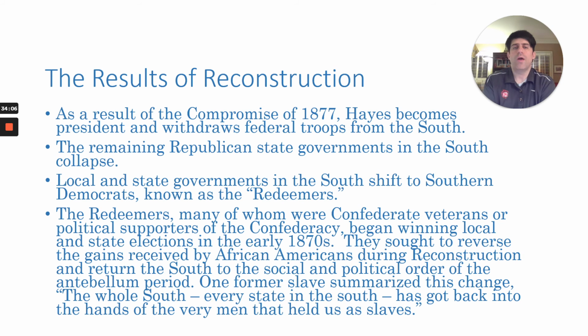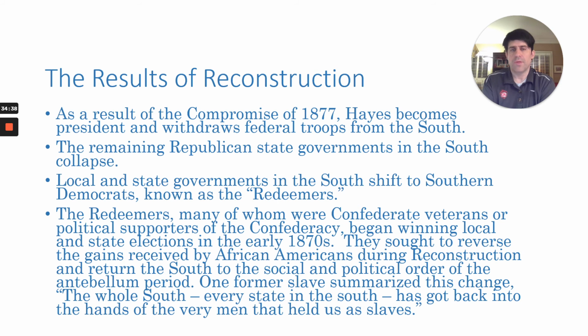So what happens as a result of this compromise beyond Hayes ascending to the White House? The first thing that happens is the remaining Republican state governments in the South collapse, and Southern Democrats take control of those state legislatures and governor's offices and all kinds of local positions of power and influence politically.